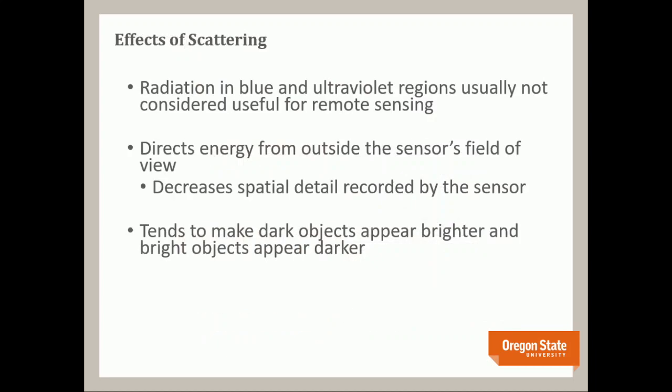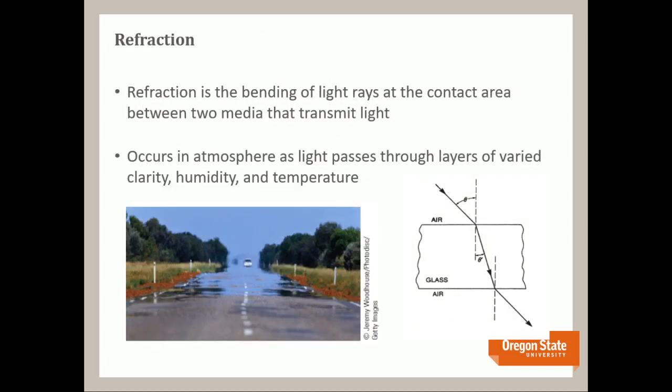Effect of scattering. Radiation in the blue and ultraviolet region is usually not considered useful for remote sensing. Direct energy from outside the sensor's field of view decreases the spatial detail recorded by the sensor, and tends to make dark objects appear brighter and brighter objects appear darker.